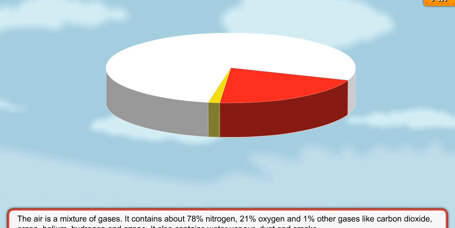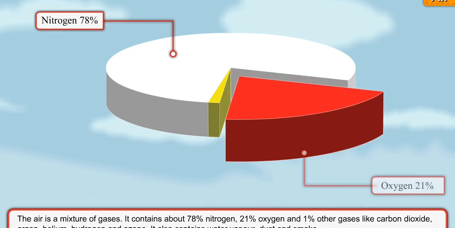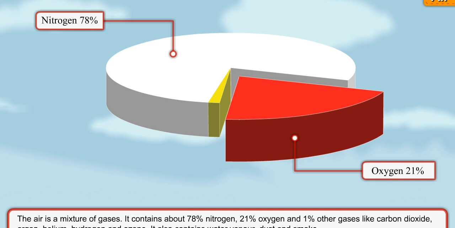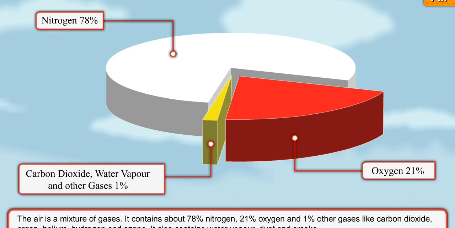The air is a mixture of gases. It contains about 78% nitrogen, 21% oxygen, and 1% other gases like carbon dioxide, argon, helium, hydrogen, and ozone. It also contains water vapor, dust, and smoke.